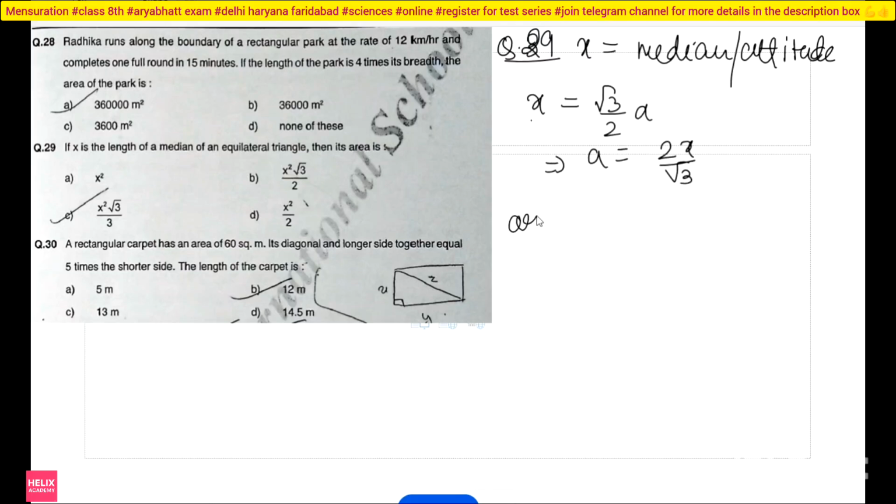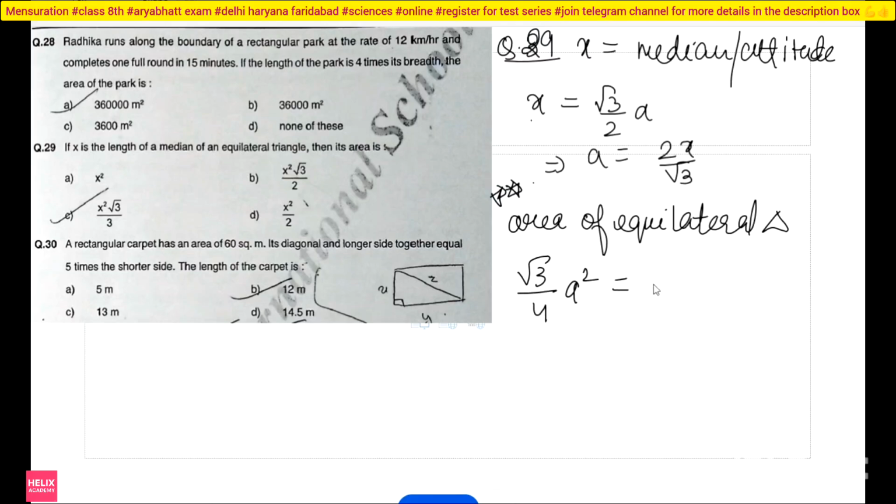Now area is the area of the equilateral triangle. See, you have to always remember all these formulas, that's why I mark them with a double star. Okay, so it is nothing but root 3 by 4 a square, and in this I will put the value, that is root 3 by 4 into (2x upon root 3) whole square. Now this quantity is equal to 4x square upon 3.